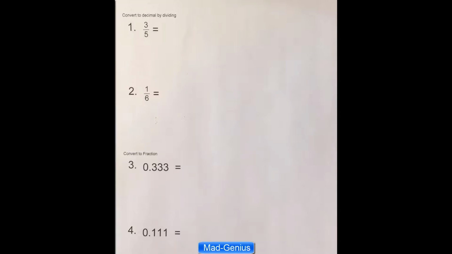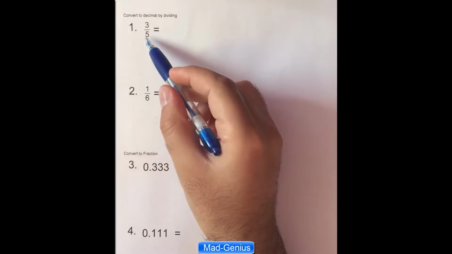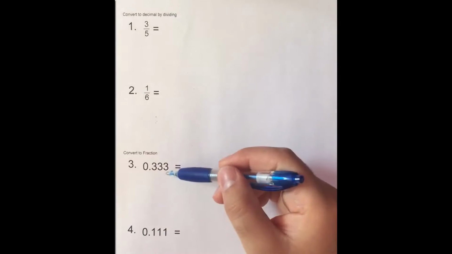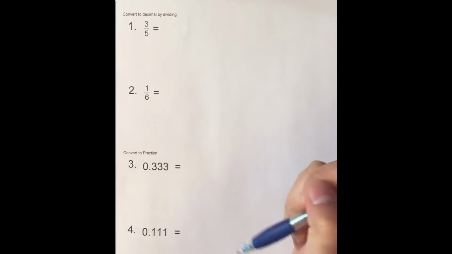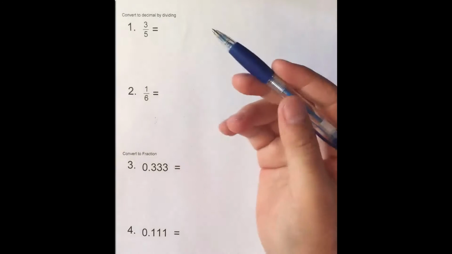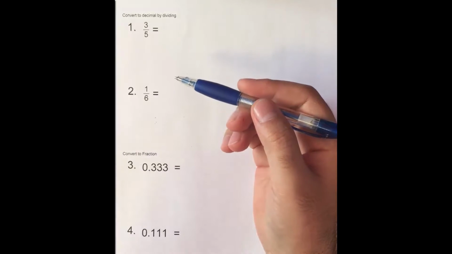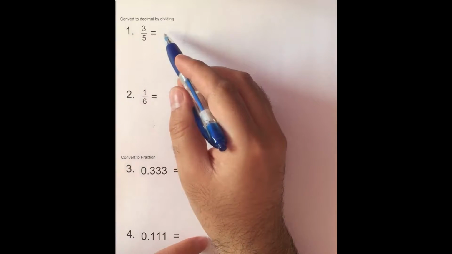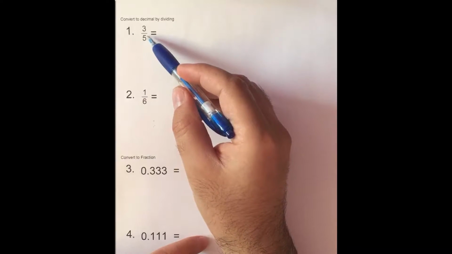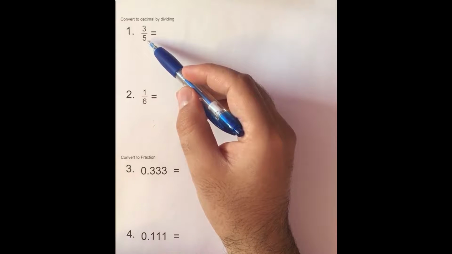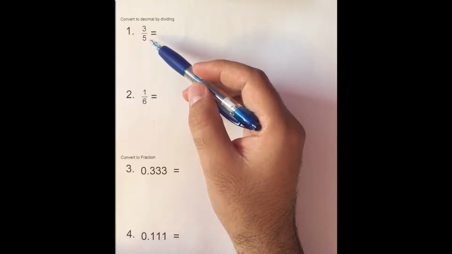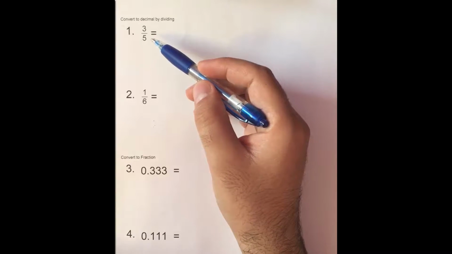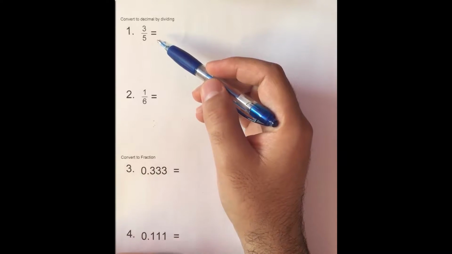Hello everyone, in this video I will show you how to convert fractions into decimals and decimals into fractions. To convert a fraction, you have to divide it, and the quotient will be the answer. It doesn't necessarily have to be a proper fraction; it could be an improper fraction or a mixed number, and you can convert it.